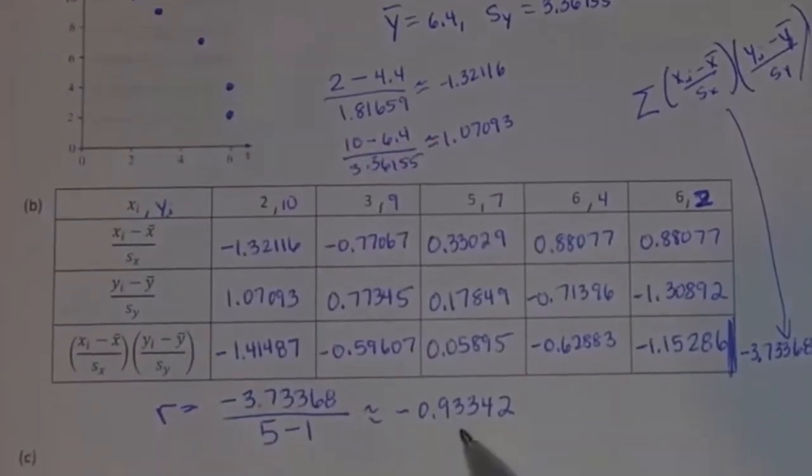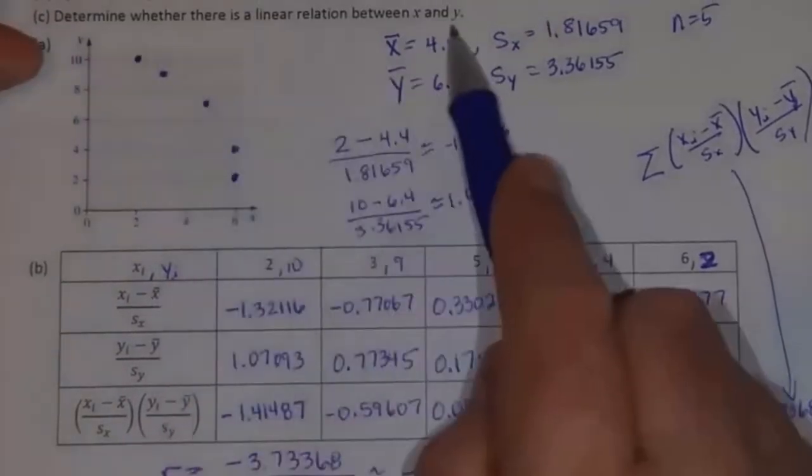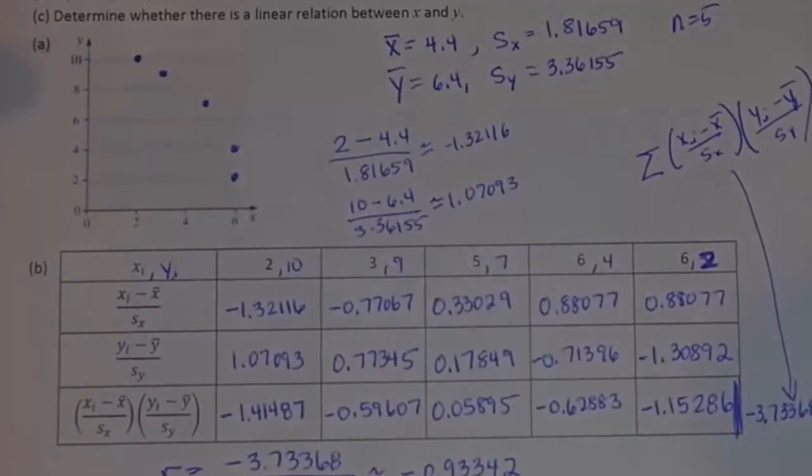Remember, R is supposed to be some value between -1 and +1. Our value is between -1 and +1, and it is actually relatively close to -1. So because that R equals negative 0.93342, we would say that it does appear that there's a linear relationship, and specifically there is a pretty strong negative linear relationship between x and y.